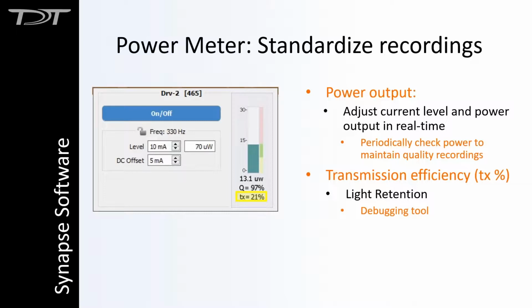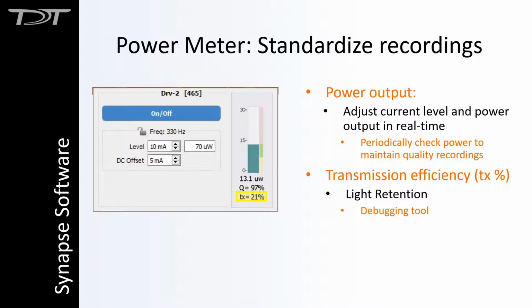Next, the next variable we have is transmission efficiency. This is telling you how much light is retained in your system. There is a lot of light lost as you're going through the connectors, as you're leaving the LEDs, going to your optical filter, and so on and so forth. And so this number is telling you how much of that light is actually retained. In this example, 21% of that light is retained.